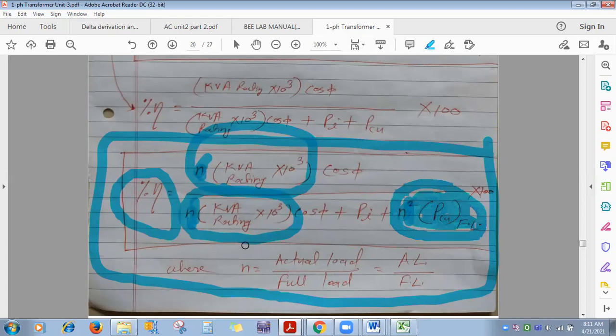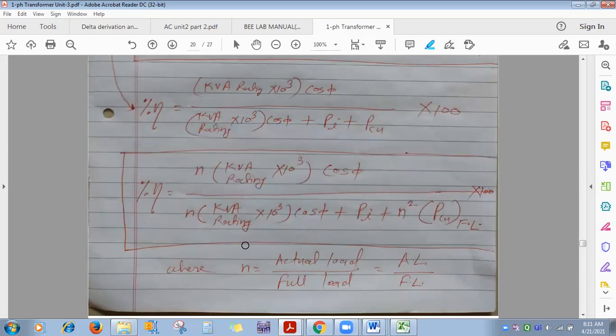What is the advantage of using this formula? Directly using this, you can calculate the value of n. Suppose 80% of the full load is there on the transformer, and you calculate the efficiency. Then it will be how much? 80% of full load means 0.8. So 0.8 into kVA rating will be the kVA rating at 80% of load, and 0.8 square into full load copper loss will be the actual copper loss which takes place when the load on the transformer is 80% of full load. So directly here you will get the copper loss at that particular load.